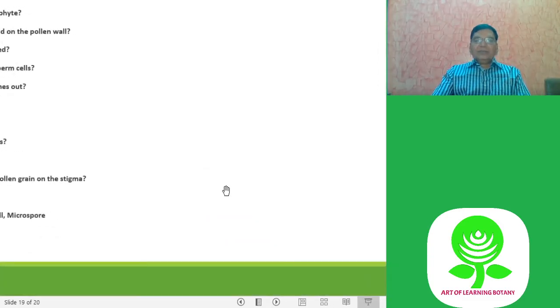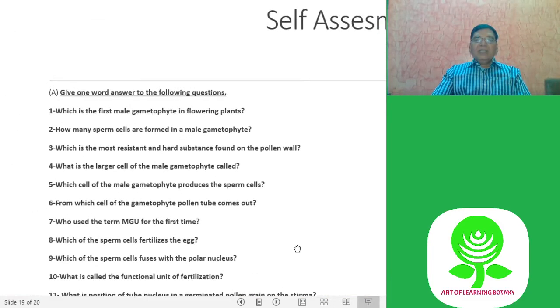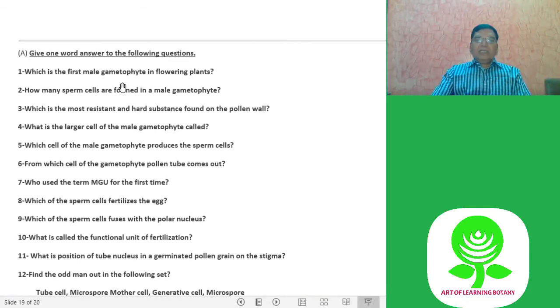Now, yes, this gives one word. Which is the first male gametophyte in the flowering plant? The gametophyte is the pollen grain, not the microspore. Microspore is the first cell of the gametophyte, not the gametophyte. How many sperm cells are formed in the male gametophyte? 2. Which is the most resistant hard substance found on the pollen wall?